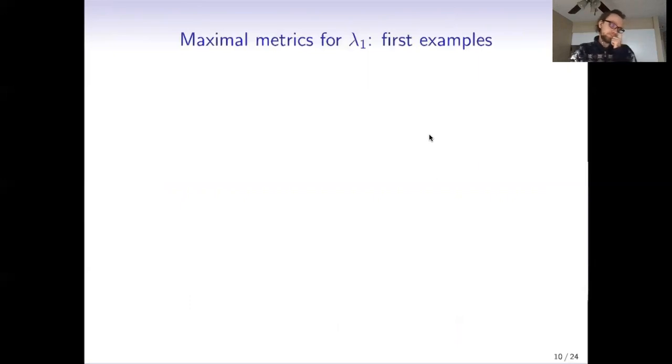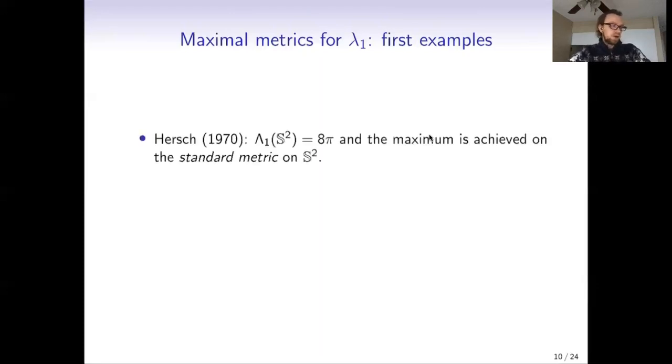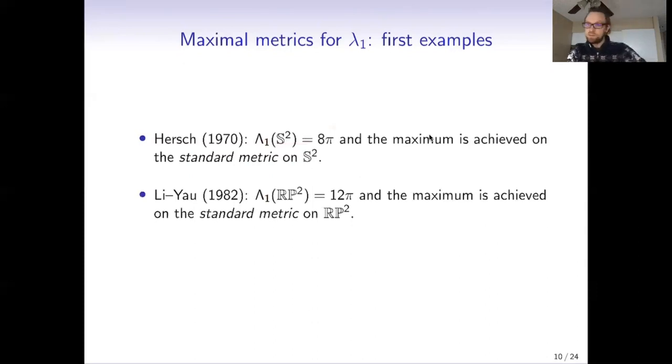So what is known? Let me first give you some elementary examples to show that you get some natural answers in this problem. For the sphere, the maximum is achieved on the standard metric, the round metric on the unit sphere, for example, and the value is 8 pi. For a projective plane, you get the usual standard metric on RP2, which is obtained from the metric on S2 by antipodal projection. Again, a very natural answer.